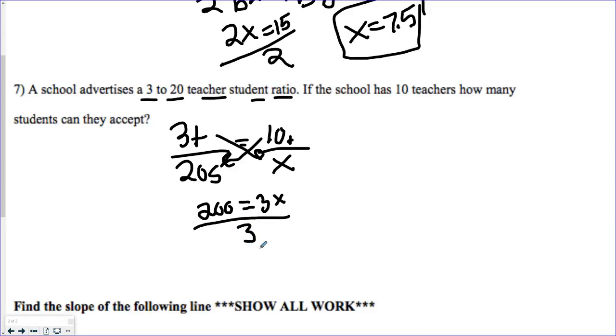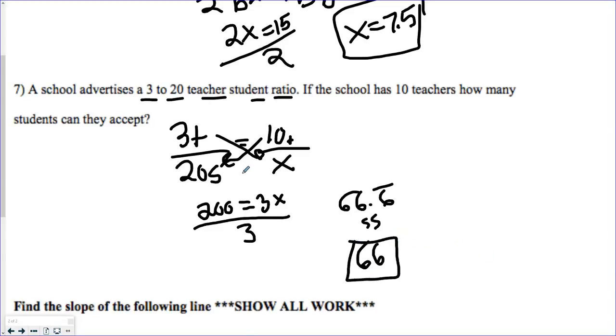So we're going to have 200 divided by 3, which gives us 66.6 repeating. So they can hire, or they can accept, about 66 students. If they go higher than 66, then this ratio is lower than what they're actually advertising, which usually isn't good. Usually you want your ratio to be as accurate as possible, if not a little bit overestimate. So that's why we're going to round down a little bit to 66.